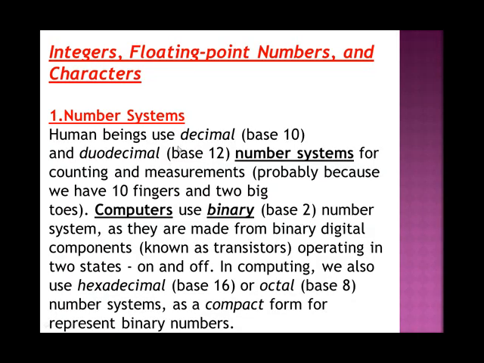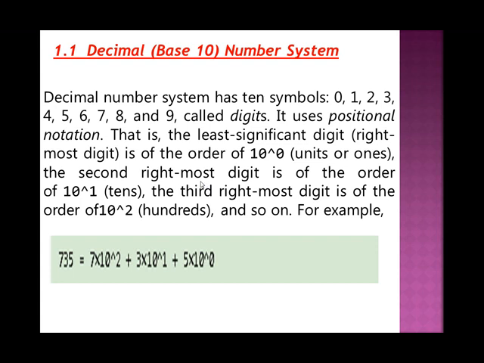Then we also talked about integer, floating point number and character. This is common for all, that is integer, floating point number or characters. So the first topic is number system. Whenever we represent a number in any system, that is known as a number system. Number systems are generally of 4 types: binary, octal, decimal, hexadecimal.